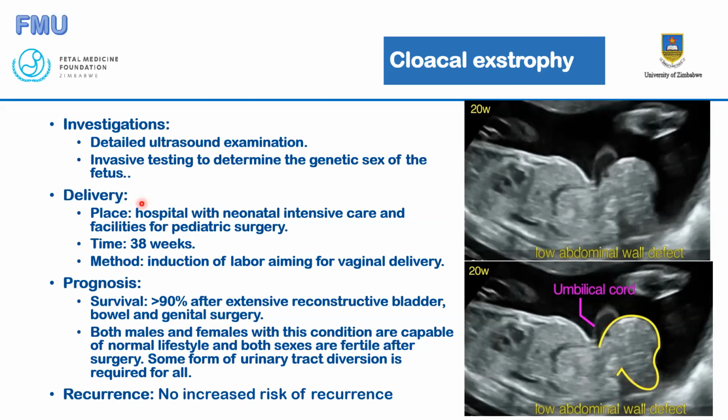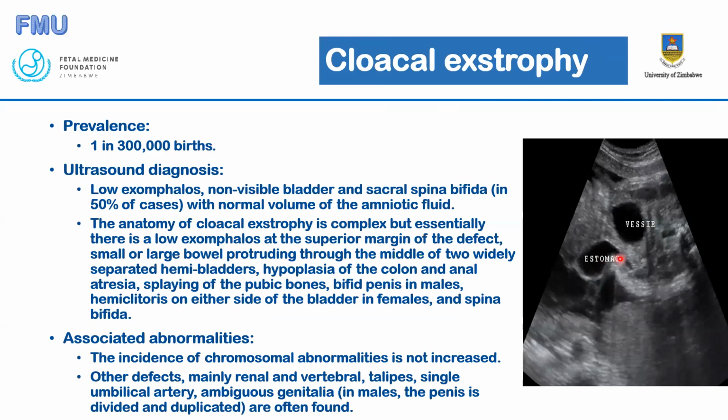So how common is it? As common as 1 in 300,000. So in this image, you can see the stomach sometimes is in it, the bladder pulled down into the sac a little bit there. On ultrasound scan diagnosis, we're going to see a low exomphalos. We're not going to see the bladder. We may see spina bifida in about 50% of the cases, with normal volume of the amniotic fluid.